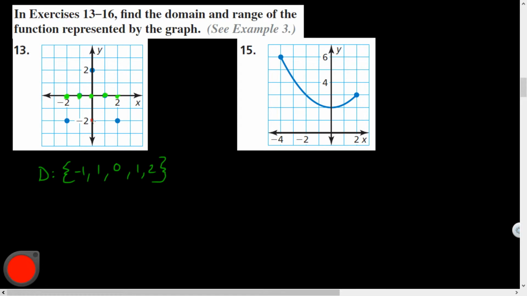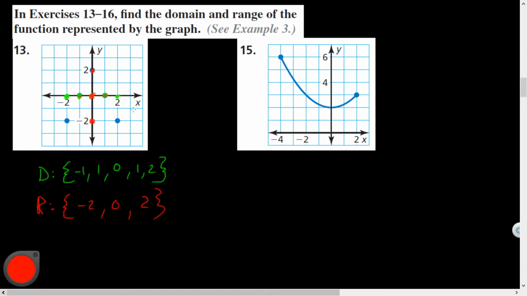The range is what I would get if I mapped these onto the y-axis. So this has a -2 output. Then I had a 0 for both of these points. You can't really see them anymore because I colored over them. And then I've got 2. So the range, or the possible outputs of the function, is -2, 0, and 2.